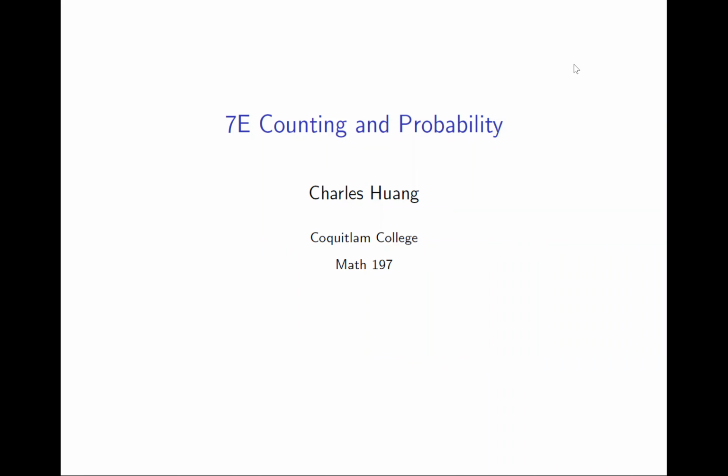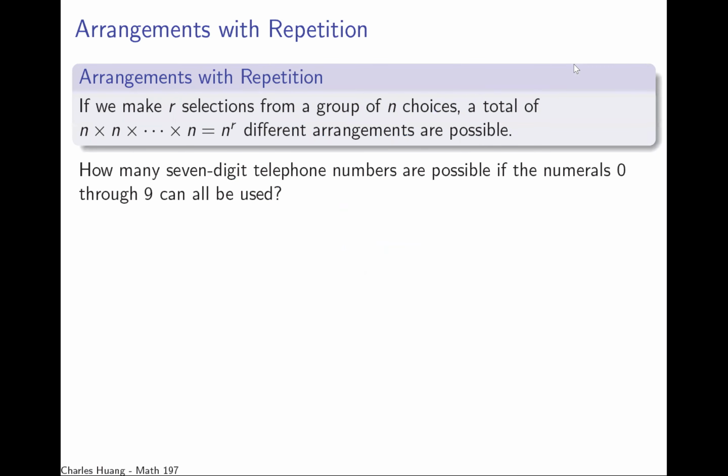7E, counting and probability. In this section, we will be using different counting methods to help us count the number of outcomes, whether it's for the event or the total number of outcomes. First, we are doing arrangement with repetition.